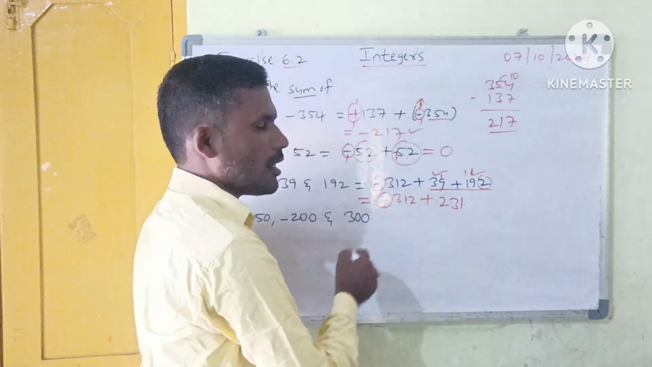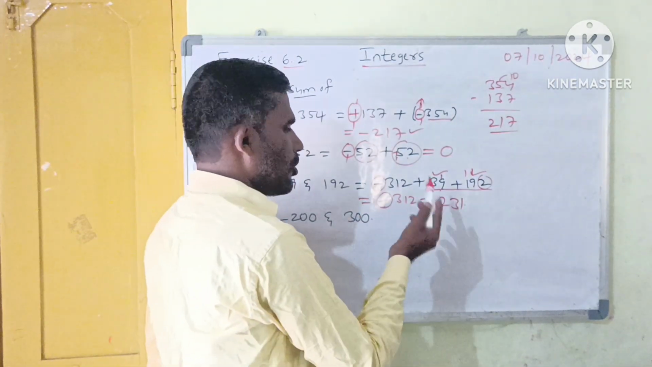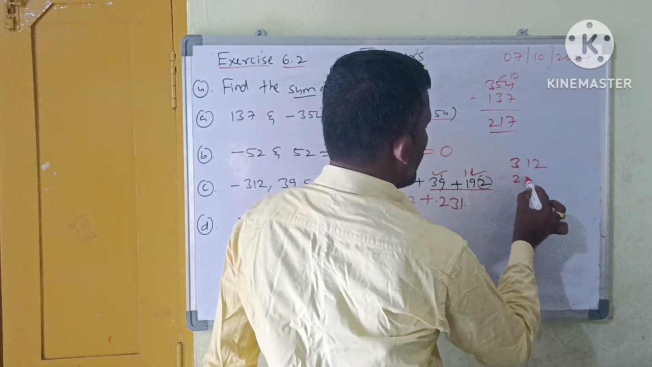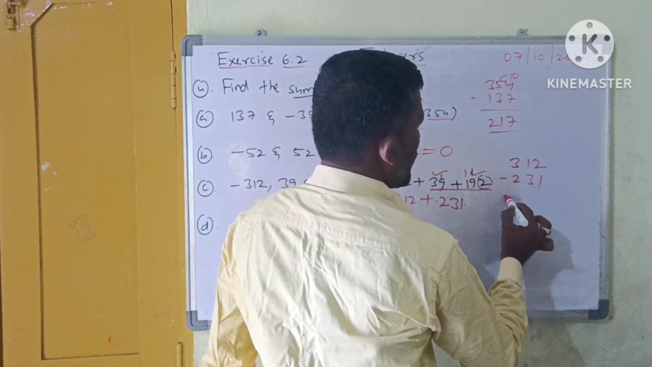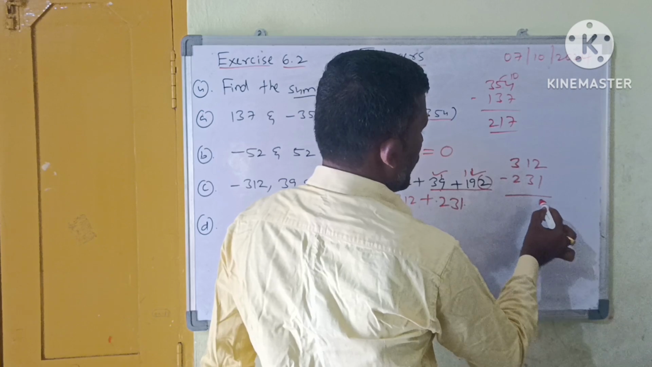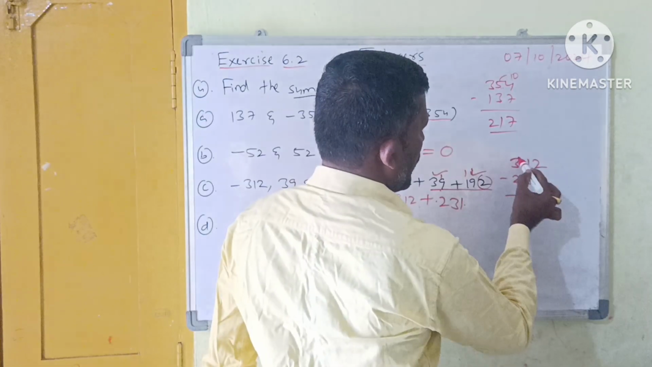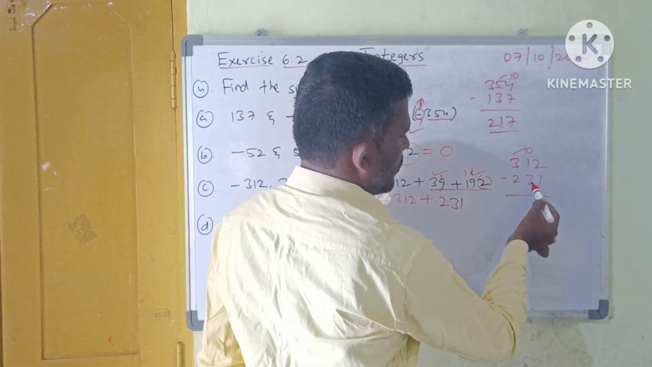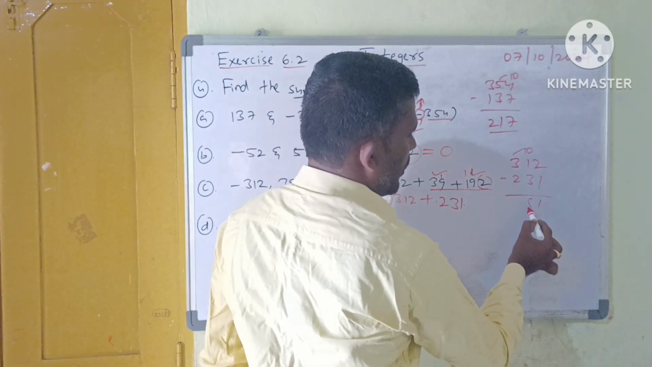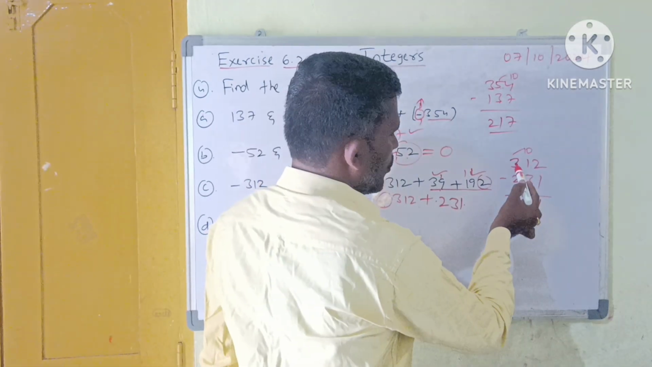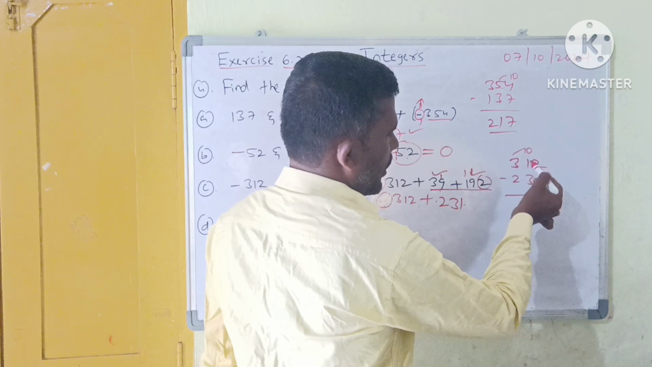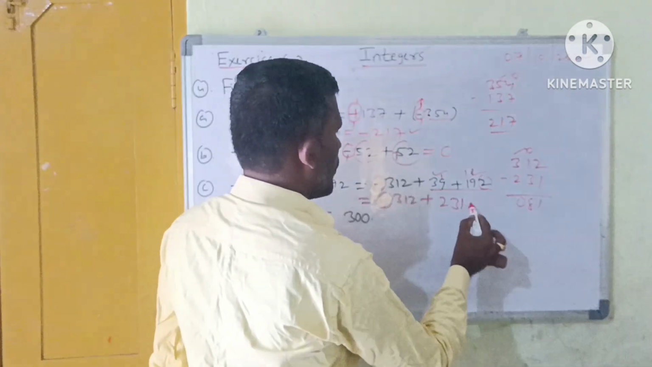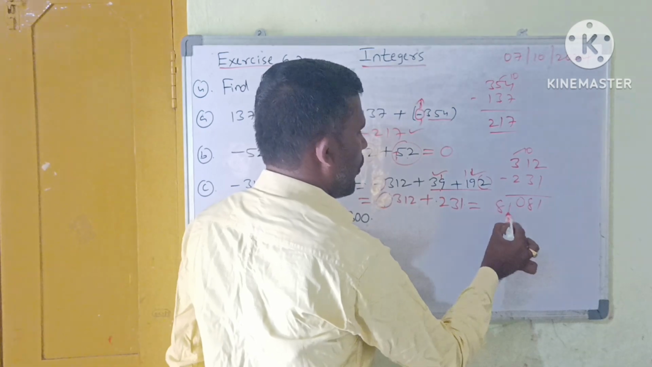Again, opposite signs here. When the signs are opposite, you have to subtract. So, 312 and 231, you have to subtract. Subtracting 2 minus 1 gives 1. Here, 1 minus 3 is not possible, so taking a borrow, it becomes 11 minus 3, which is 8. And here, taking a borrow, 2 minus 2 is 0. So therefore the answer is 81.